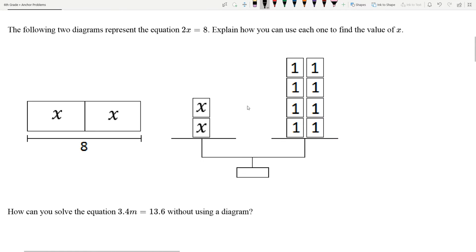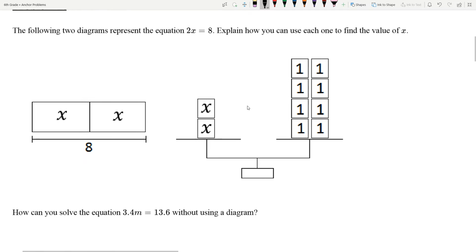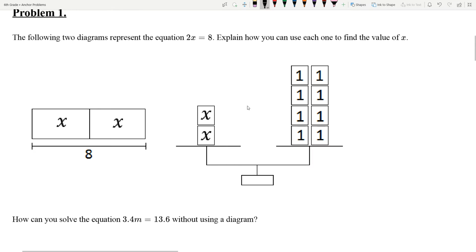The following two diagrams represent the equation 2x equals 8. Explain how you can use each one to find the value of x. Well, what I see here are 2x equals 8 because there's 2x equals 8. These are two equal parts. And so if I were to take 8 and divide it by 2, you get 4. And so this x is equal to 4, and this x is equal to 4, and sure enough, 4 plus 4 is 8, so 4 is our solution.